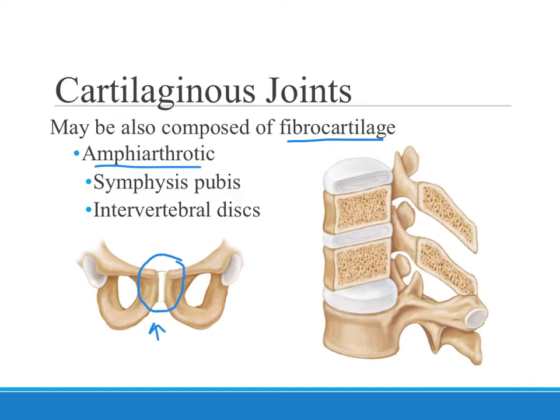And then the intervertebral discs are basically a package of fibrocartilage with a gel-like elastic substance in the middle. The fibrocartilage is all around the outside, and this allows movement of your spine when you are bending forward, bending backward, going from side to side. That slight movement is possible because of the cartilaginous joint between your vertebrae.